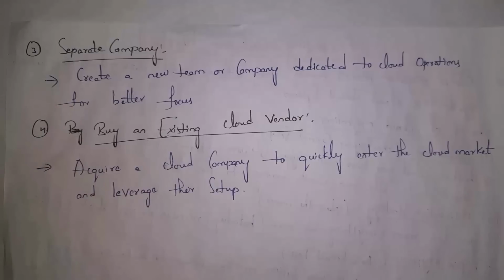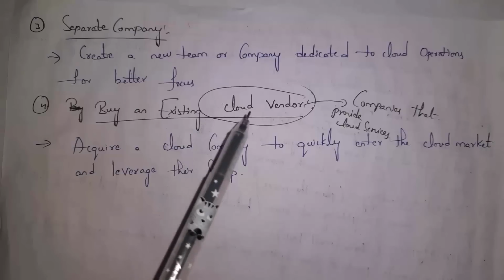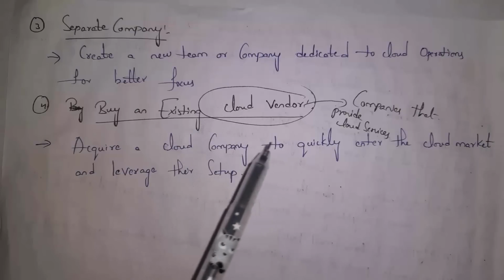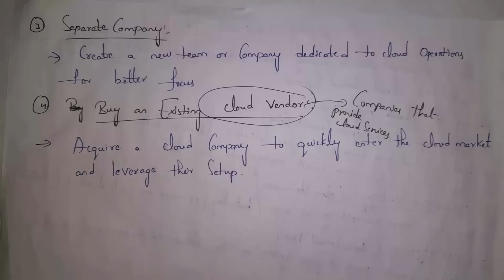And fourth one is buy an existing cloud vendor. Guys, cloud vendors are the companies that provide cloud services. For example, if you consider AWS, AWS is cloud vendor because it will provide cloud services. Whenever I place my company's data in AWS, that AWS company will maintain my data. It is AWS company's responsibility.